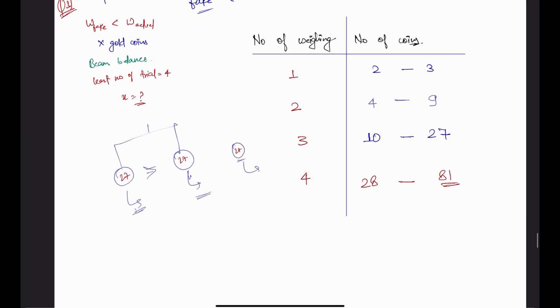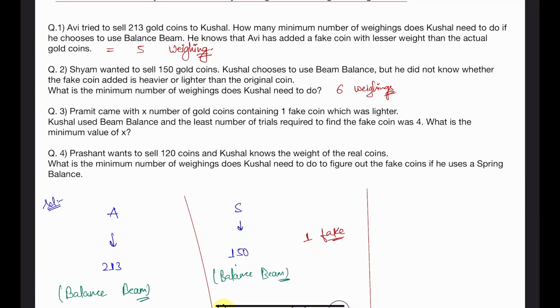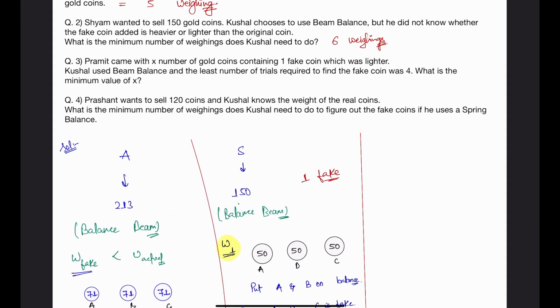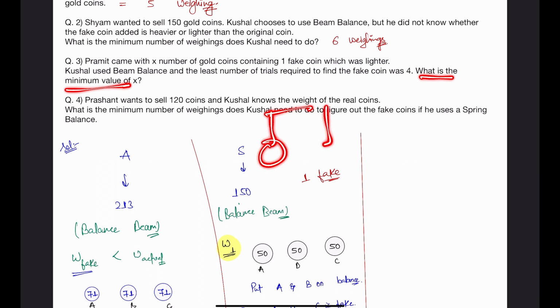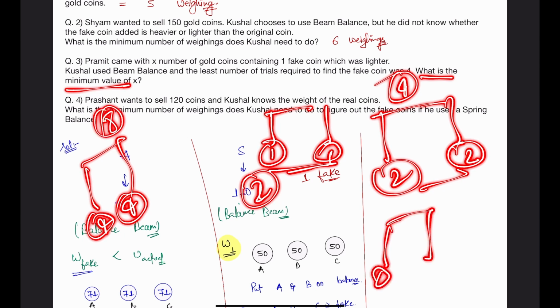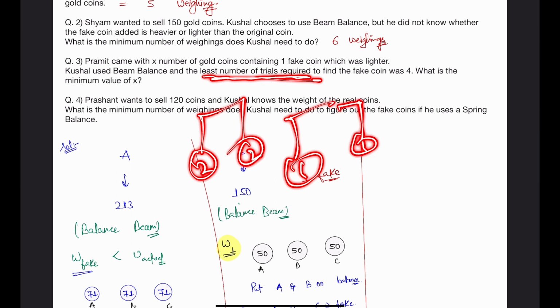And the question asks what is the minimum value of x. Why I took this one: someone might say that if the question is just asking about the minimum number, just do 2 by 2 also, na? 1, 1 here, and in the first weighing we can find 2, next one also 2, 2, so total of 4, in the next one 4, 4, total of 8, and then the next one is 8, 8, total of 16 is the answer. But the question says that Kushal uses a beam balance and the least number of trials. So Kushal is using the least number of trials, he cannot use this 2, 2 concept, na? He should use the better concept, that is 1, 1, 1, which one is fake.